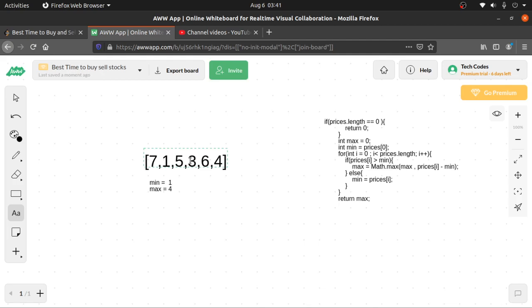Then compare with the minimum. So on each iteration we compare. So we are here, 3. Is 3 greater than minimum? Yes, so minimum stays the same. Let's check maximum. 3 minus 1 is 2, and maximum is greater, so both of them stay the same. We continue.